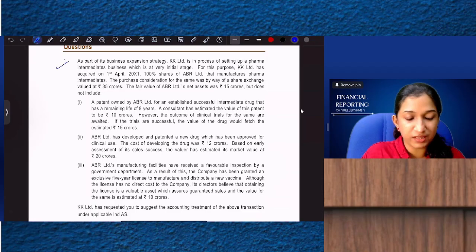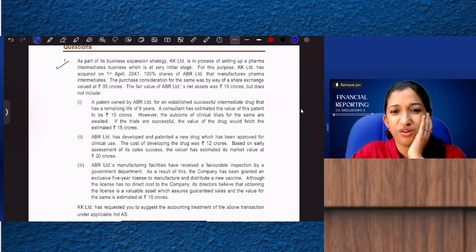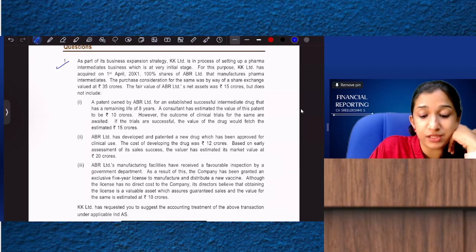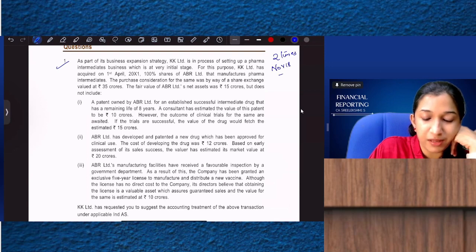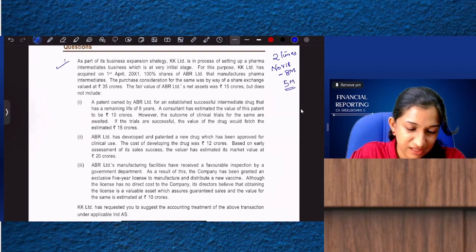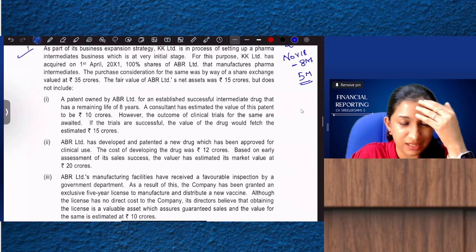This is practice question 1 and all. We have already tried in class, or you would have tried this two times as an exam question. November 19 we got this for 8 marks and July 21 or something we got it for 5 marks. This is your TYK question.